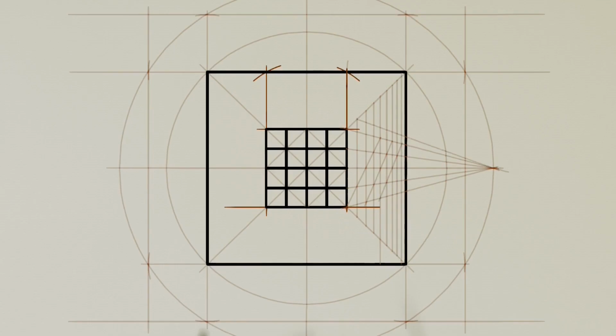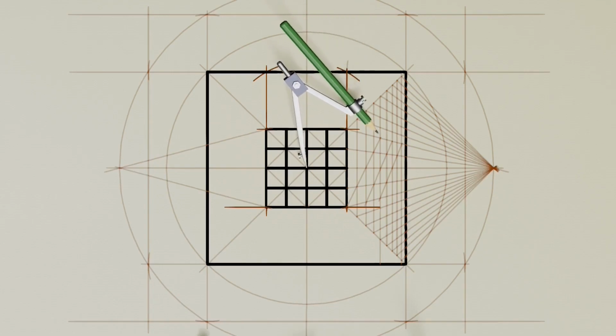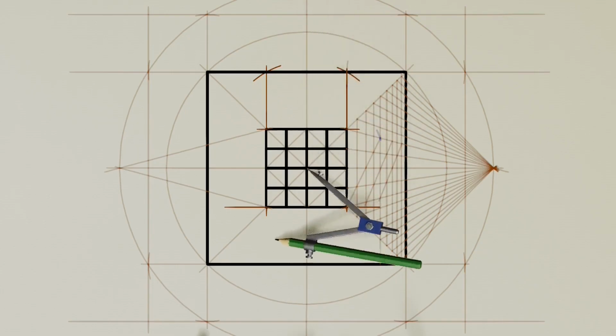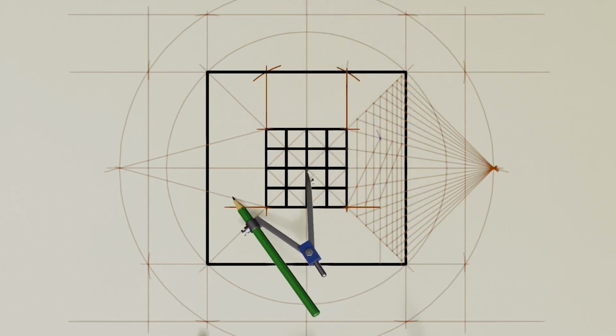Next, continue drawing lines from each intersection point, where the verticals meet the central diagonals, toward the convergence point. Repeat the same process on the opposite side. To ensure the depth is consistent, measure the distance from the center with the compass and continue tracing all the lines that meet at the outer circle.